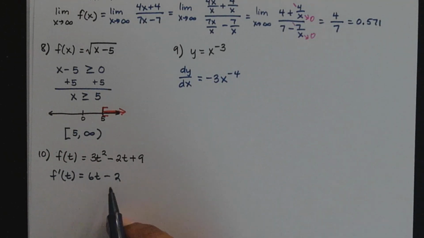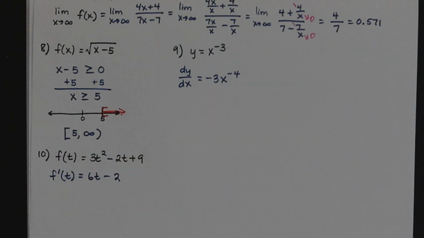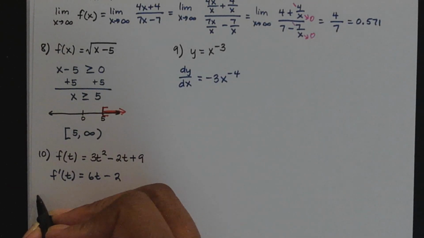The derivative of minus 2t would just be that constant, minus 2. The derivative of the constant plus 9 would be 0. So f prime of t ends up being 6t minus 2. All right, questions on number 10.